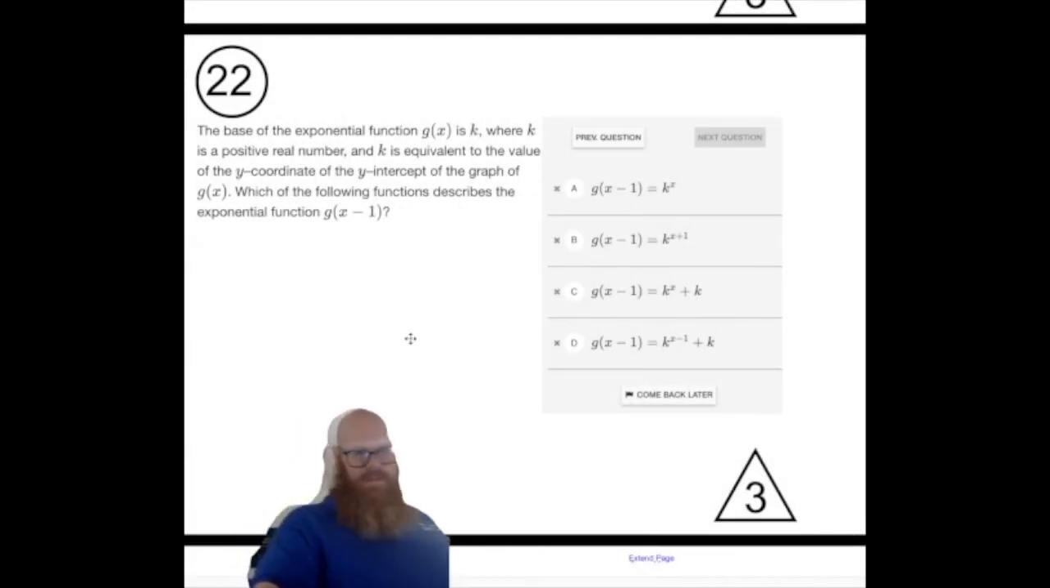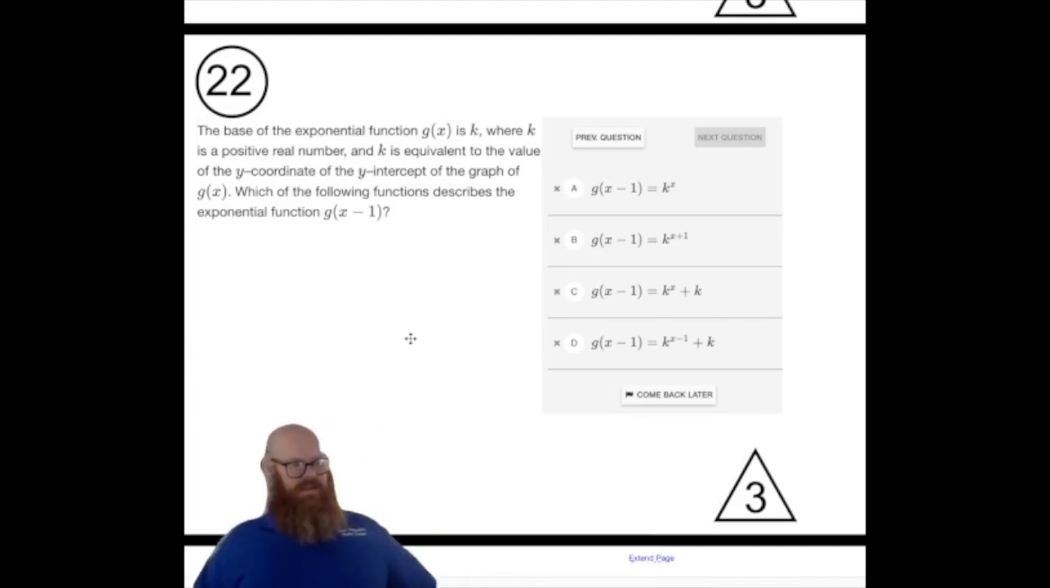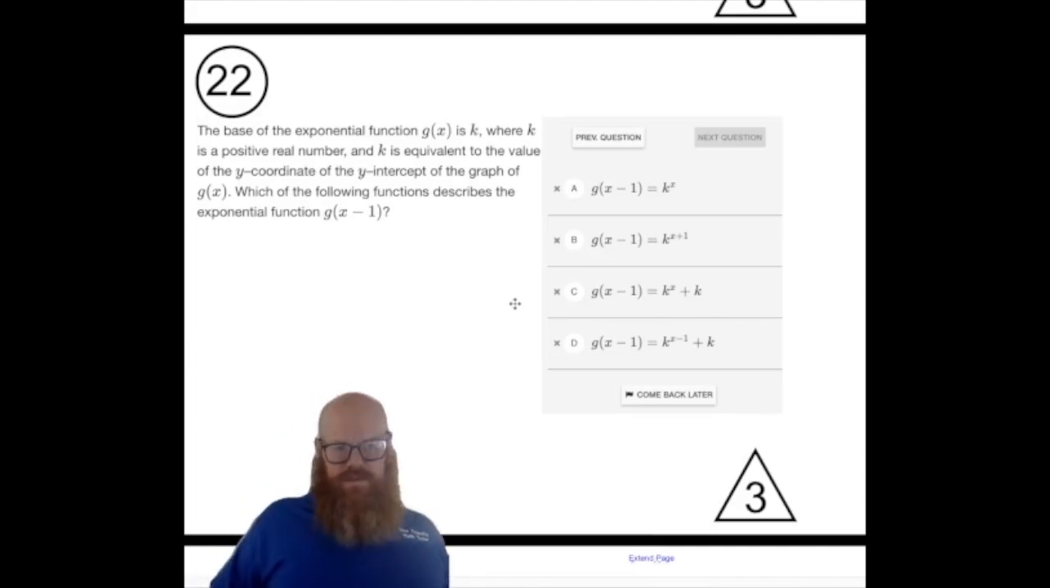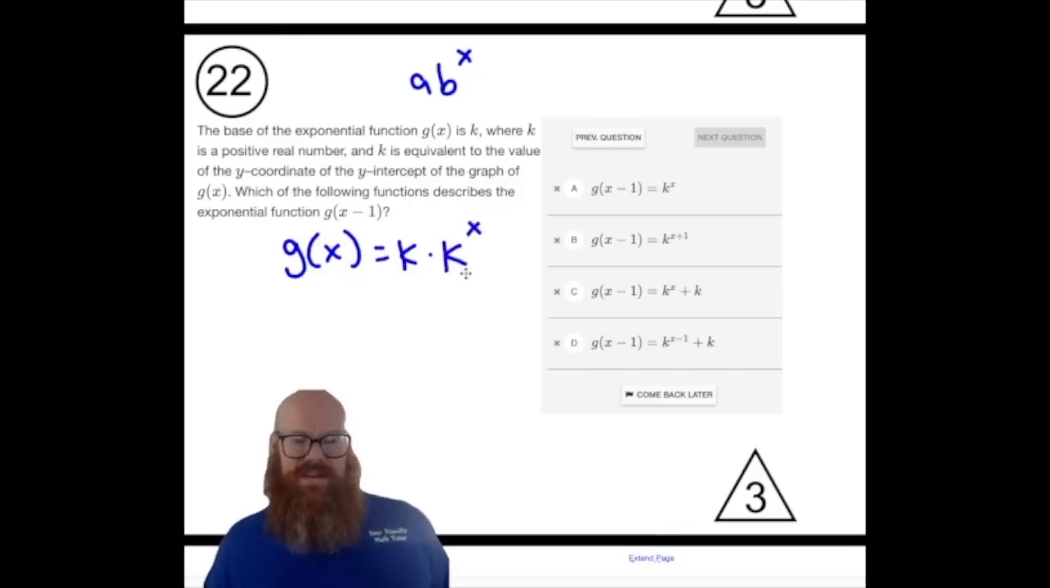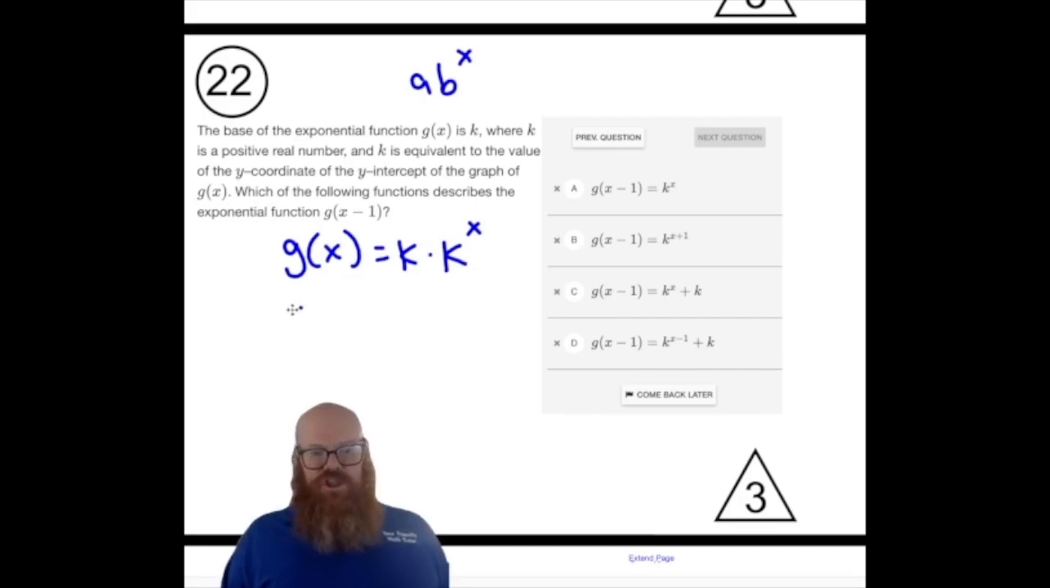The last problem. This is a pretty challenging one. So we have this g function, this exponential that we're trying to build. And let's remember, exponentials are a times b to the x. And the a value is the initial value, and the b is the base. So if it's telling us the base is k, and k is the y-coordinate of the y-intercept, which is the initial value, then they're telling us that this is k times k to the x. That is what all of this is saying. And then they want g of x minus 1.